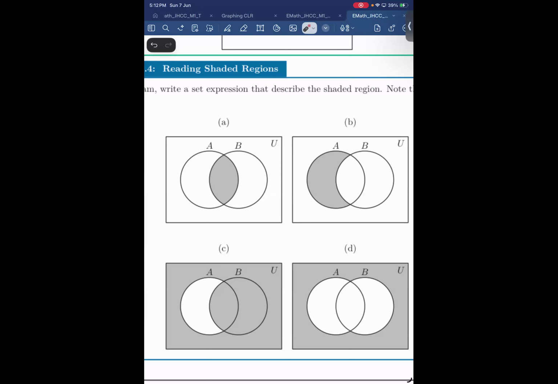Okay, I will go through this one now. For part one, it's just the portion that lies in both A and B, so just put A intersect B. It lies in A and B, so A intersect B.